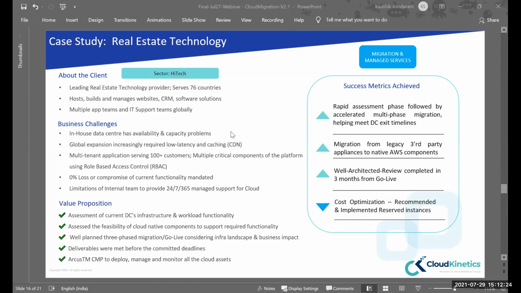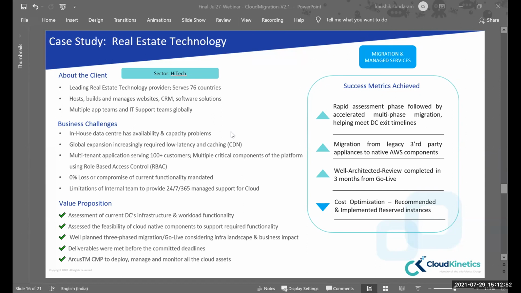It was a multi-tenant application serving 100-plus customers. The environments of different customers were isolated using role-based access controls, in short RBAC controls, and it was configured at different layers and components as well. So it was quite a complex architecture. And most importantly, we had to ensure that there was no loss or compromise of the functionality of the application, because that is a crucial part during the migration.